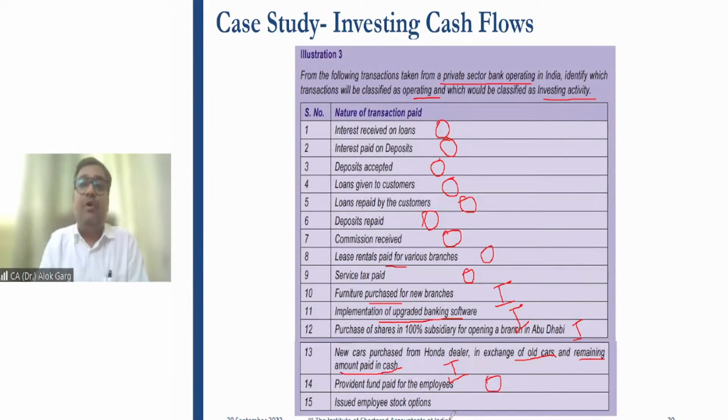Issued employee stock options. The company has issued employee stock options. So there is no cash flow when the company issues stock options. But when the company issues share capital, it will be your financing activity if the company is receiving some money. So it is non-cash, nothing. Not applicable, nothing. Right?